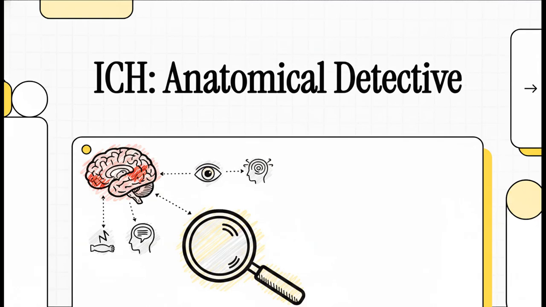Welcome to today's Explainer, where we're tackling an advanced postgraduate review of spontaneous intracerebral hemorrhage, or ICH. Today, it's all about mastering how to map clinical signs directly to a bleeding brain. We are basically acting as anatomical detectives here, reading the exact physical signs a patient presents with to pinpoint precisely where a rupture just happened.